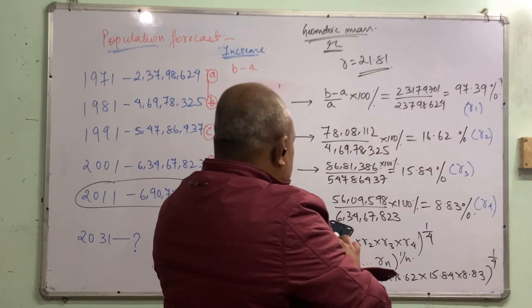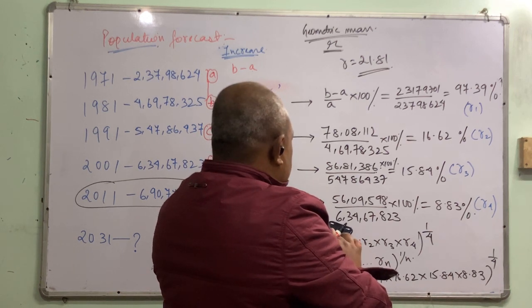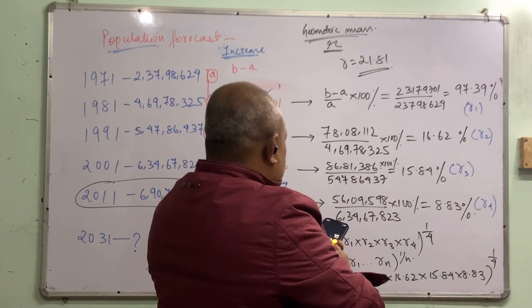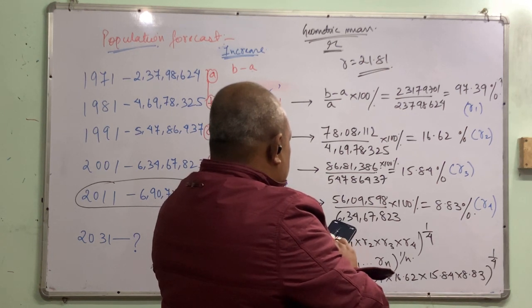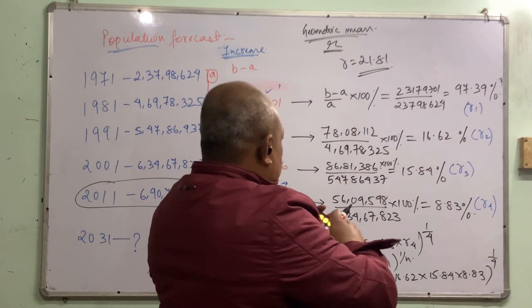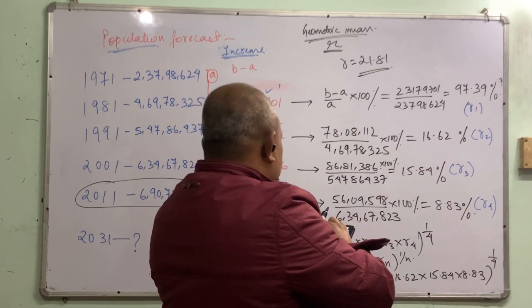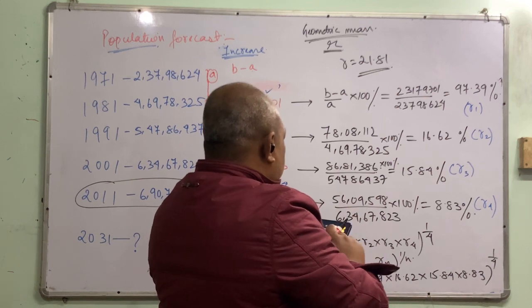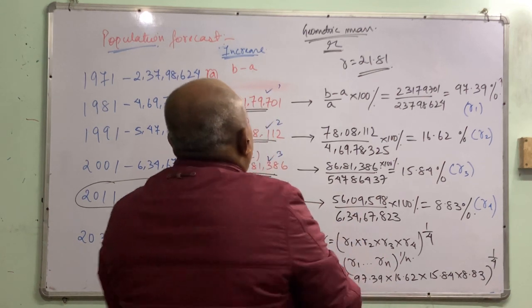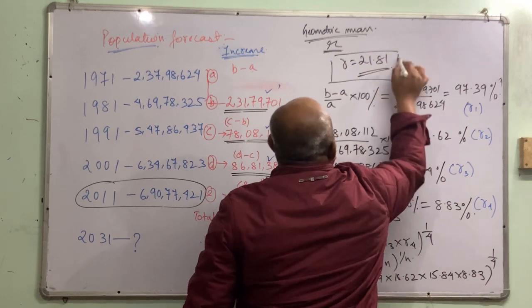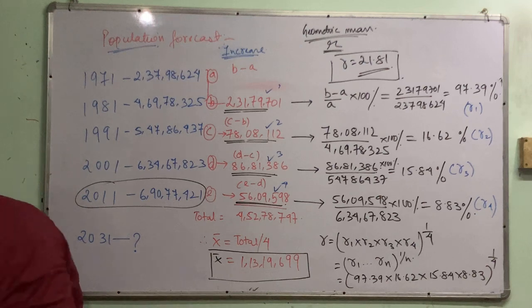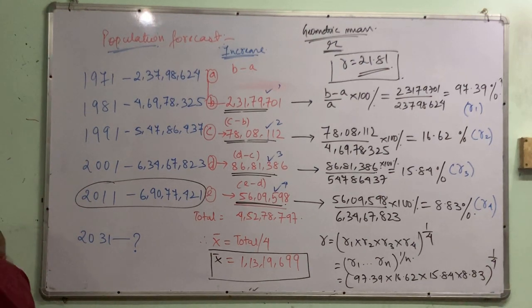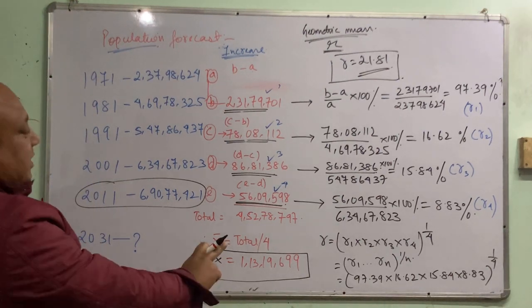Let me check again. 97.39 into 16.62 into 15.84 into 8.83 to the power 0.25. 1 by 4 is 0.25, right? 21.81, correct. This value is correct. Okay? Please see this. This is how I estimated the R value.